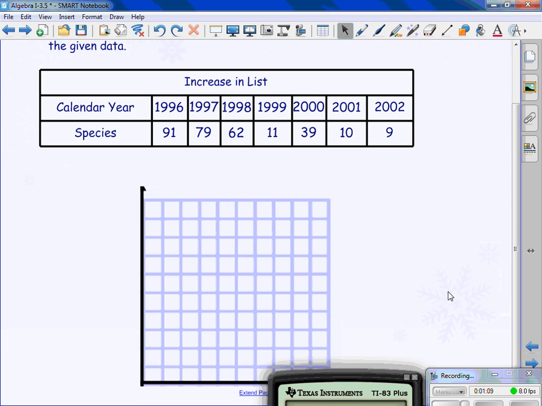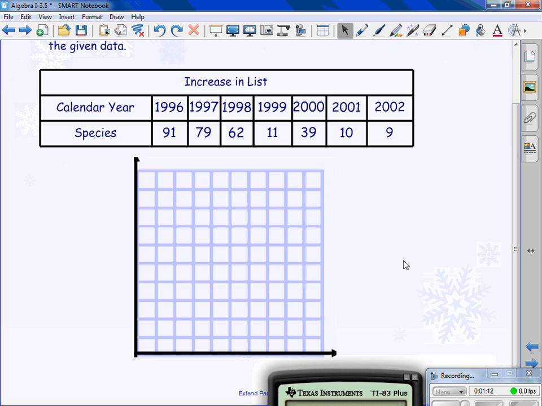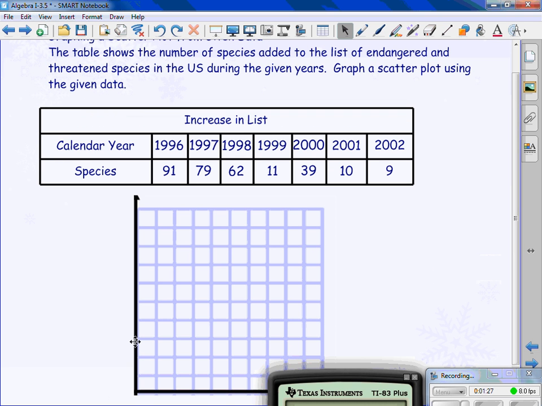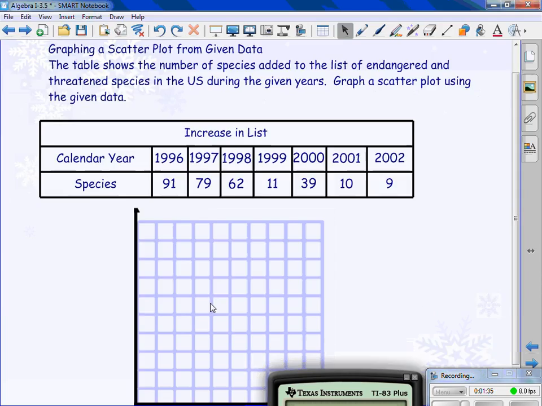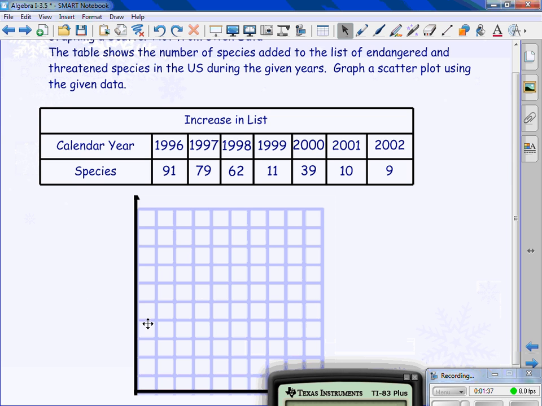Now for my graph, I only have this piece. I don't have the full XY axis. Anyone know why I don't have the full piece? Guess. I can't have a negative number. Will I ever have a negative year? Can I have negative species put on the list? No. So I'm not going to have a negative. So I only need to put a big giant L in one of the quadrants of your paper. So in one of your quadrants of your graph paper, put an L.